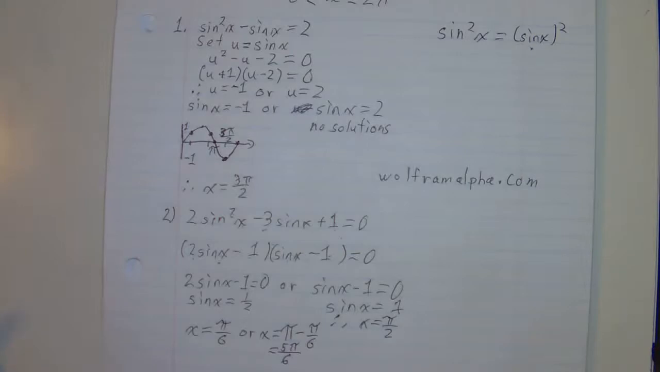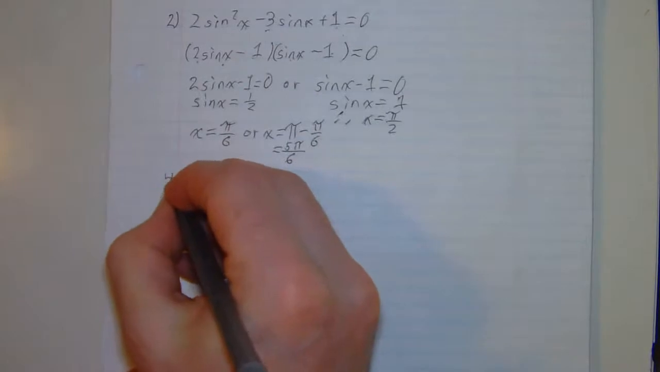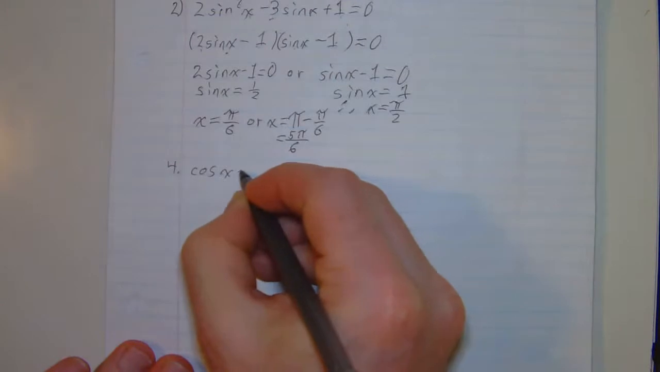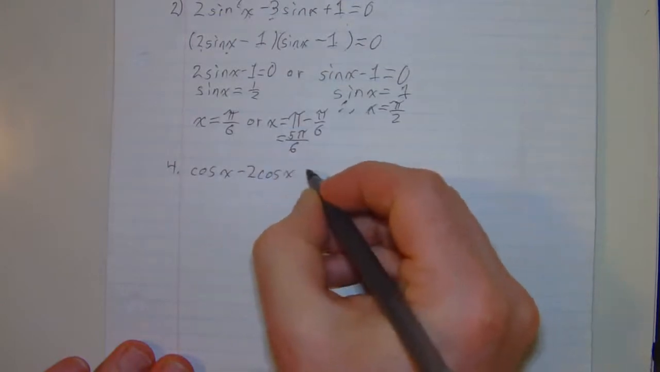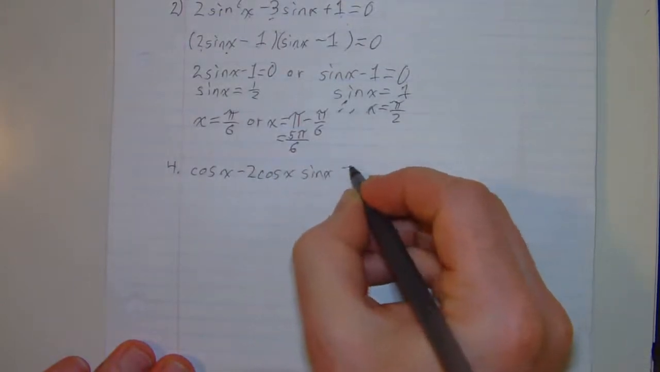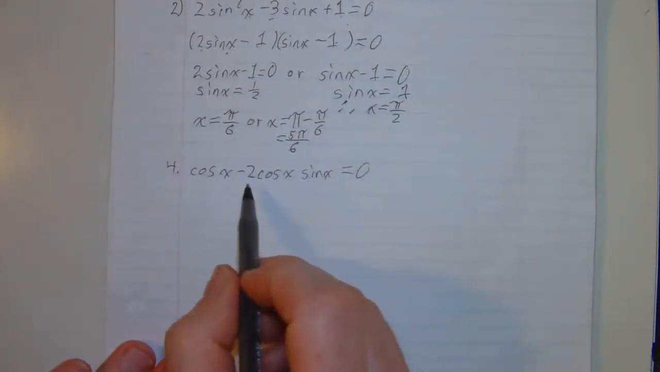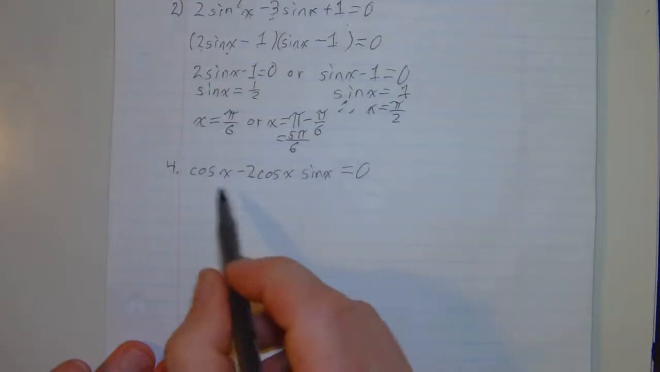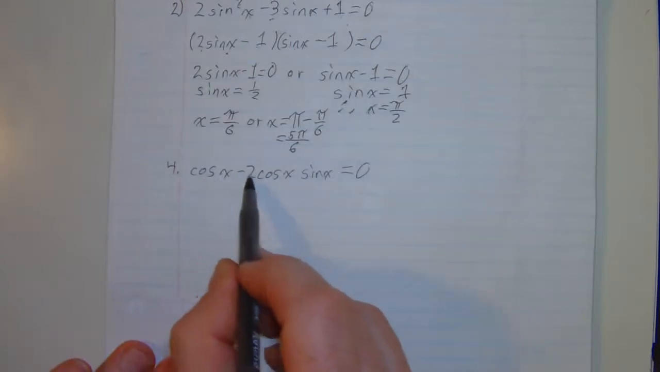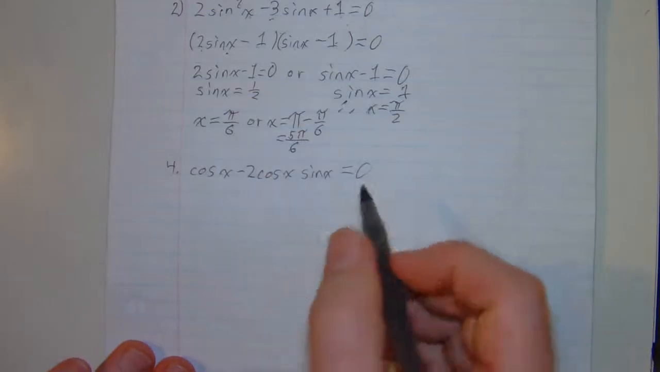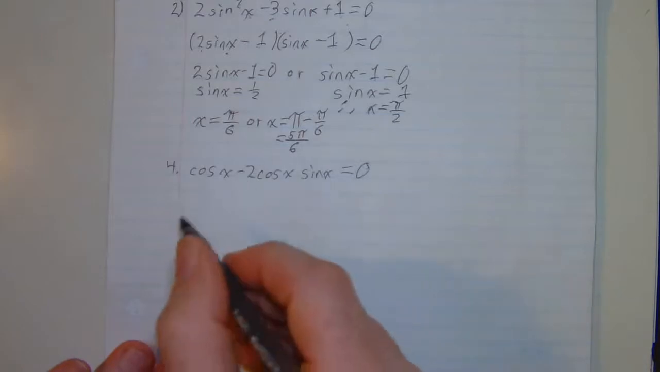I want to take a look at question 4. It's the last example that we'll do together from this page, but you're welcome to try out the others if you'd like. So question 4, we have cosine x minus 2 cosine x sine x equals 0. And you might recall that 2 cosine x times sine x is actually the sine double angle formula. So in fact, we could have written this cosine x minus sine 2x equals 0. That would have made it a little bit trickier, but we'll work from here.